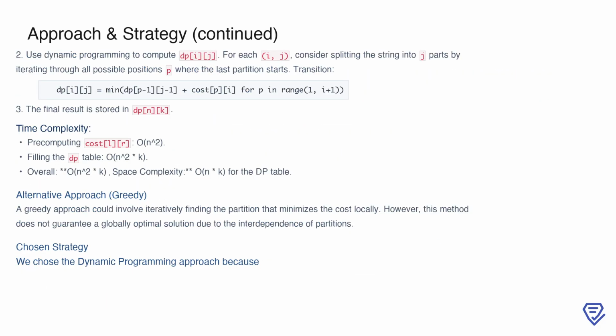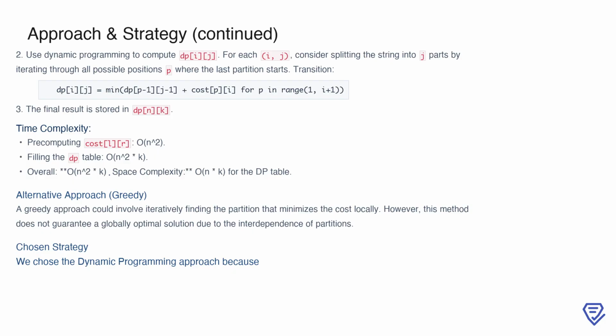Next, to solve the problem using dynamic programming, we compute the values of dp[i][j] iteratively. For each (i, j) pair, we consider all possible positions p where the last partition could start. Using the transition formula, dp[i][j] is updated as the minimum value of dp[p][j-1] plus cost[p][i-1], over all valid p-values. This means we are evaluating the cost of adding the last palindromic partition to the previous j-1 partitions. The final answer to the problem will be stored in dp[n][k], representing the minimum cost of splitting the entire string into k palindromic substrings.